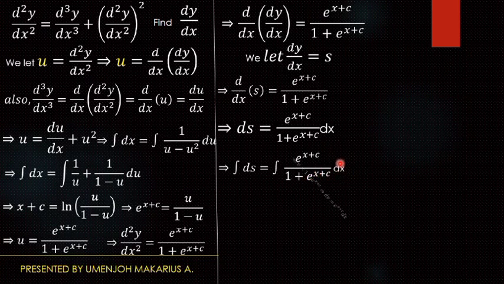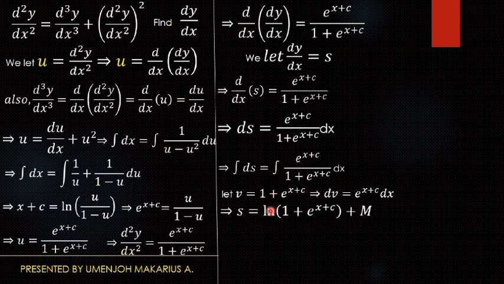Now in this case, guys, if we let another substitution, if we let v become the bottom, which is 1 plus e raised to the power x plus c, we'll see that dv turns out to be what? e raised to the power x plus c dx, and it is exactly what we have at the top here. Yeah guys, can you see it? So we are indirectly integrating dv over v, and we know that it gives us natural log of v, and integrating ds simply gives us s.